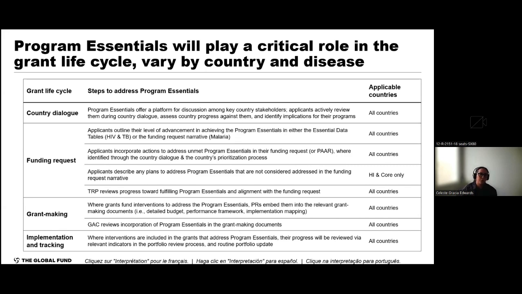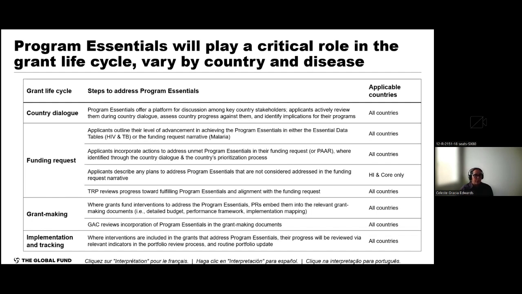So how is this going to work? Like I was saying, first of all, the program essentials will have to be discussed during country dialogue. Then a decision has to be made on what is going to be embedded into the funding request. Countries are going to be filling in, for HIV and TB only, not for malaria, what is called an essential data table. And this essential data table is going to reflect how advanced they are in every one of the program essentials. Yeah. Then also in the funding request, program essentials are going to be addressed.